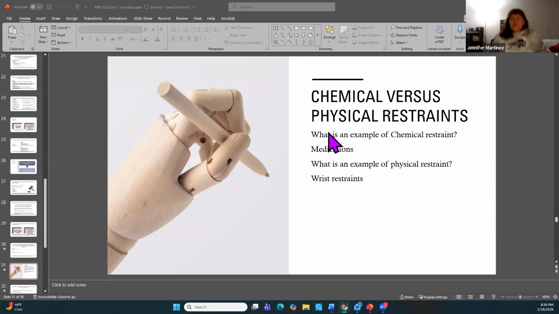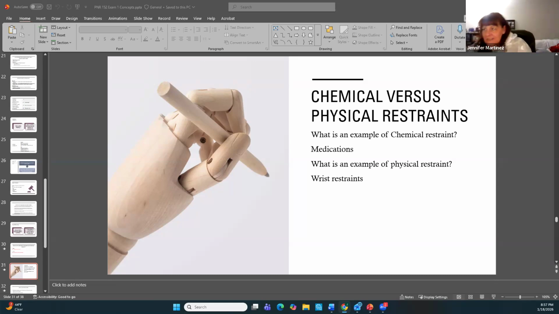All right. So chemical versus physical restraints. Chemical restraints are your medications, right? So you have a client that is up, they're in the way, they're at the nurse's station, they're getting into things, and you're like, oh, I got this. I'm going to give you some medication that's going to make you go to sleep. That is a chemical restraint.